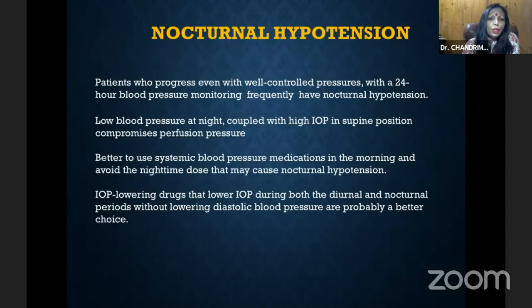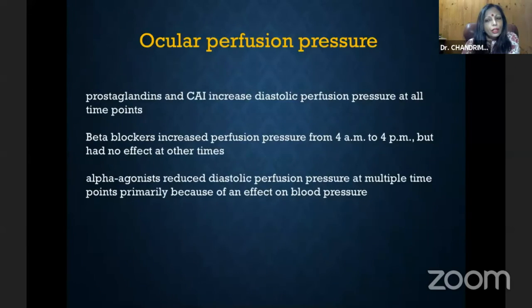A small word about nocturnal hypotension. Patients who progress even with well-controlled pressures within the target range frequently have nocturnal hypotension on 24-hour blood pressure monitoring. Low blood pressure coupled with high IOP in the supine position compromises perfusion pressure. So it's better to use your medications taking this nocturnal hypotension into account, as beta blockers do not work very well at night. And of course, the blood pressure. This is a little bit about the drugs, which Dr. Partha has also told you, and I've just told you as well.